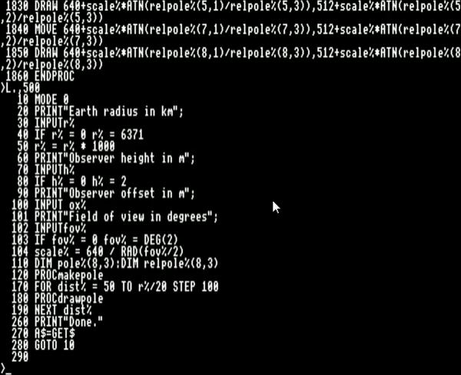Observer offset in meters, how far off the center line you are. If you just press enter, you just stay on the center. Field of view in degrees, which you get. If it's 0, it jumps to the degree equivalent of 2 radians.